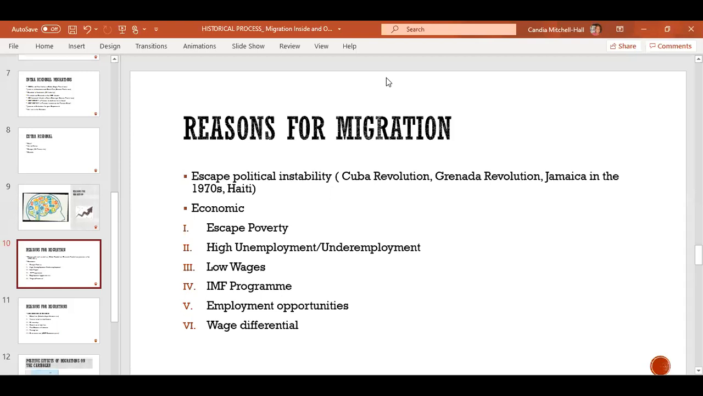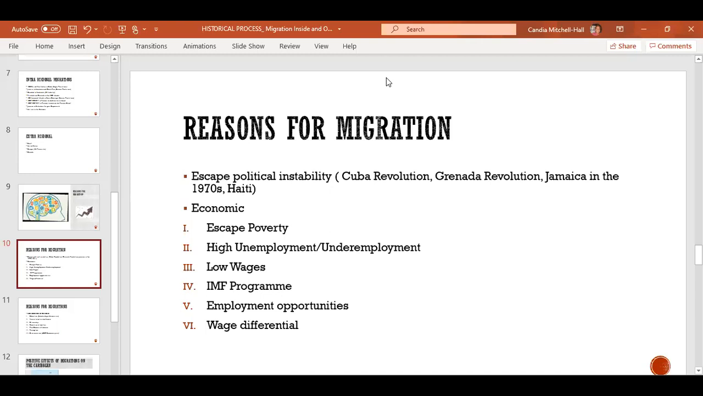Some economic reasons why people migrate. People, as you would have mentioned, migrate to escape poverty. The Caribbean is a space where poverty is very, very high. I do not know the figures for Jamaica now, but in most Caribbean countries, let us say below 13% of the country live below the poverty line. Haiti, for example, over 60% of Haitians live below the poverty line.